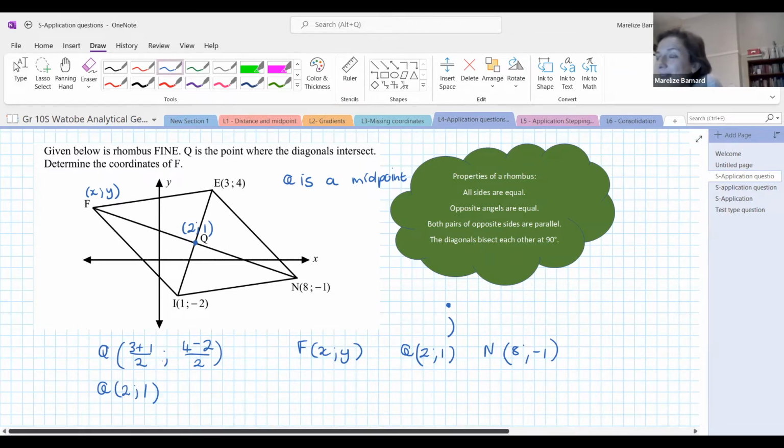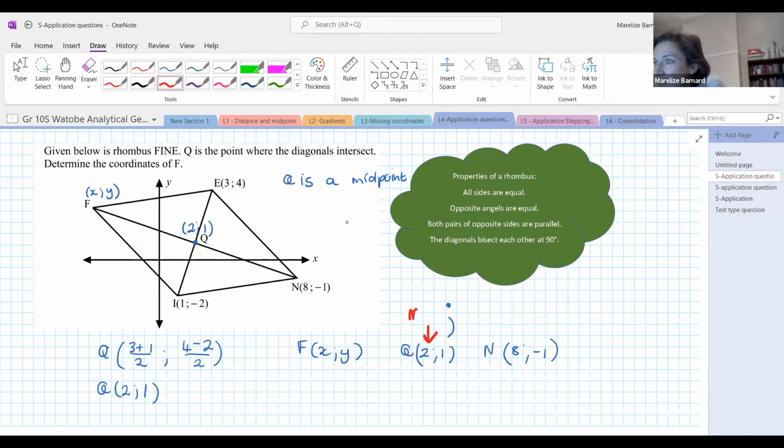Okay, so we know that Q is the midpoint. This is the middle. So we need to find the coordinates of F. So that means X, this one, plus this one, plus 8, divided by 2 gives me this one, 2.